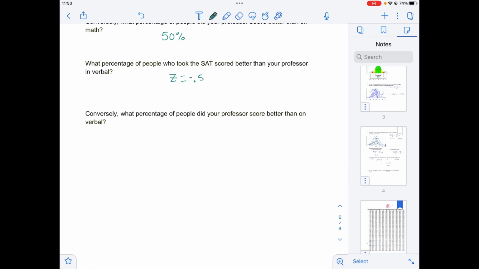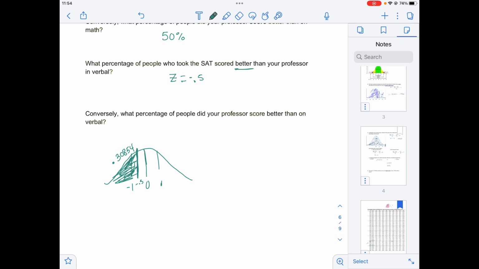If we have a little curve here, and we have a 0 and a 1 and a negative 1, and we know he is right here at negative 0.5, this is his verbal. Our table tells us the area to the left, so all of this right here is what our table told us, and it told us that it was 0.30854. This question says, what percentage of people who took the SAT scored better than your professor? So for that, we're looking at this other side, the right side.